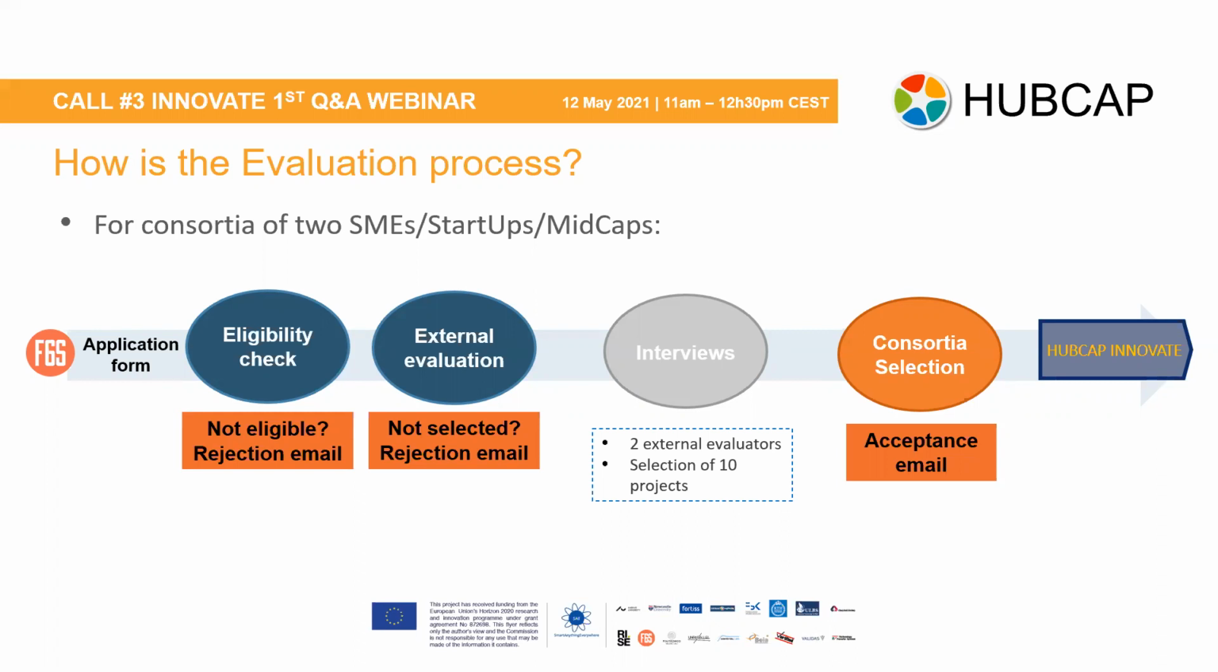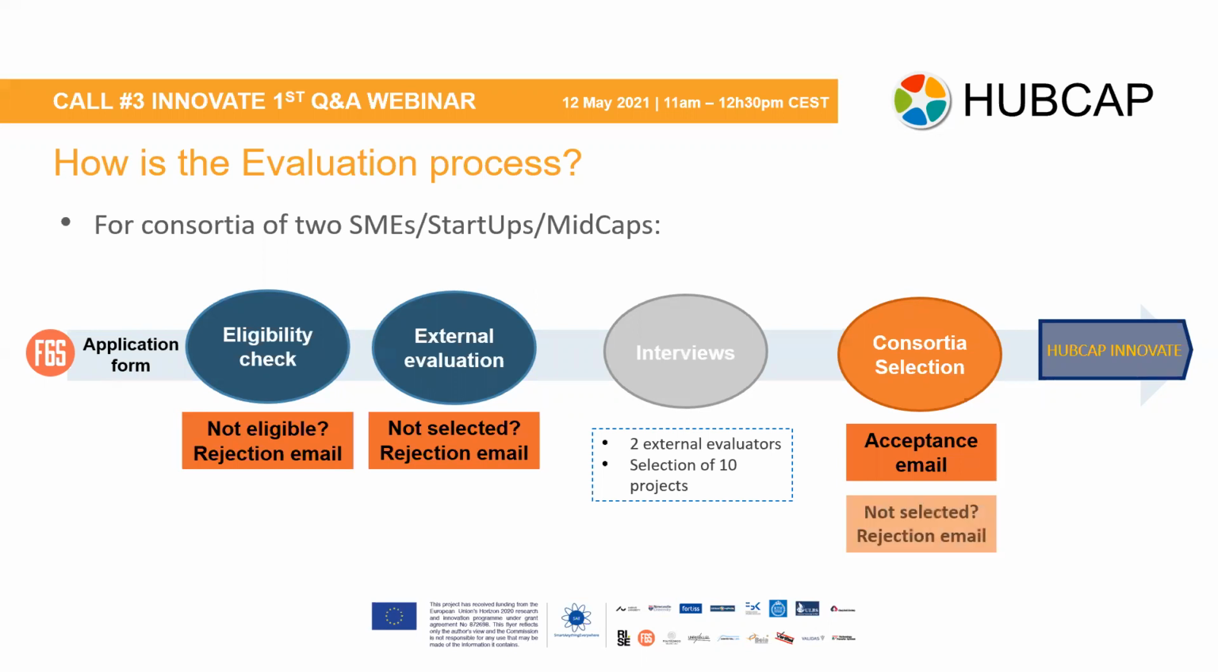So for the interviews, you will have a threshold, and we will select the top ranked for the interviews. At the end of the interviews, 10 projects will be selected, and 5 others will remain on the reserve list in case a selected project fails to enter HUBCAP phase 1, the design. And the selected consortia will receive an acceptance email.